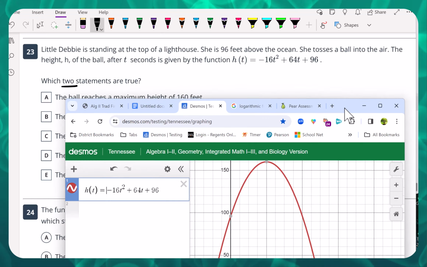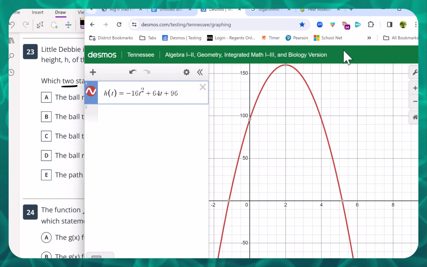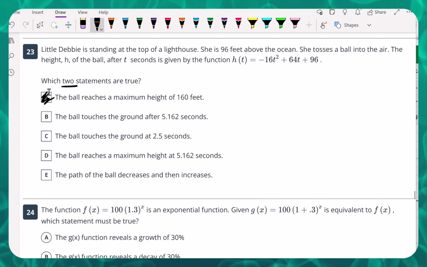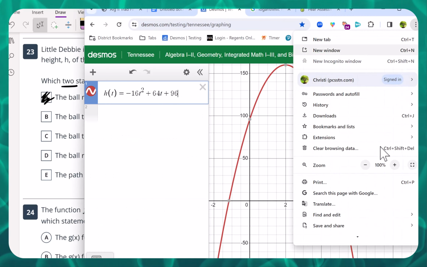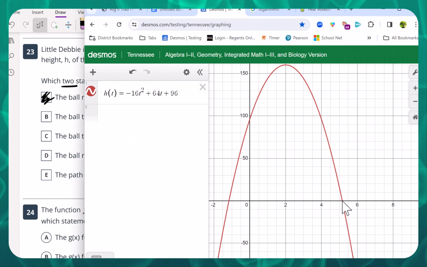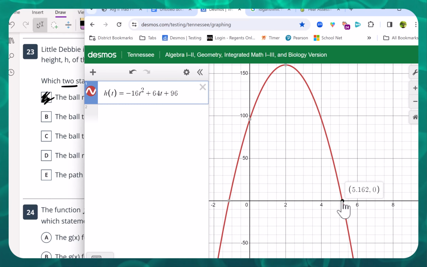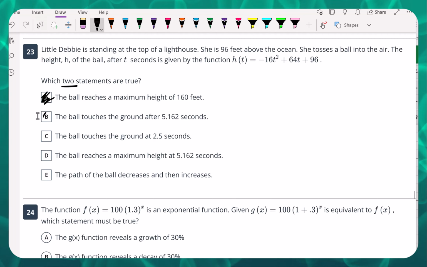It says the ball reaches a maximum height of 160. If you click on that, it looks like the highest it gets is 160. So A is definitely going to be true. Okay, the ball touches the ground after 5.162 seconds. So let's see where it touches the ground. Touches right here. It's hard to see. Oh, exactly 5.162. So it looks like I found my 2 true answers, and everything else does not work.